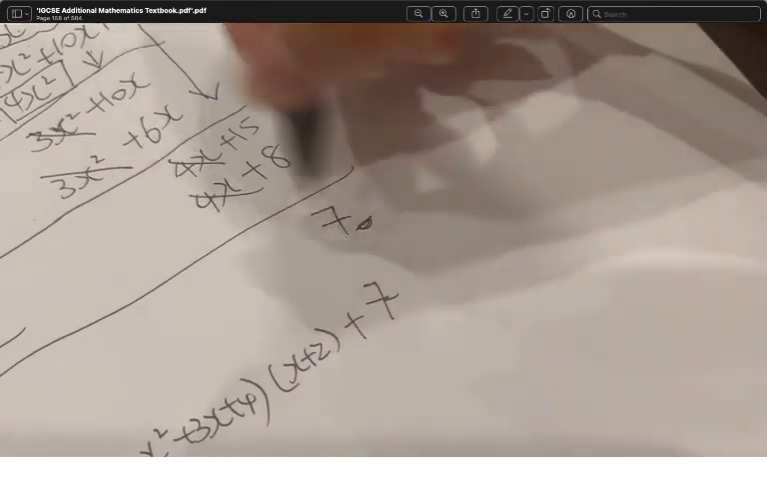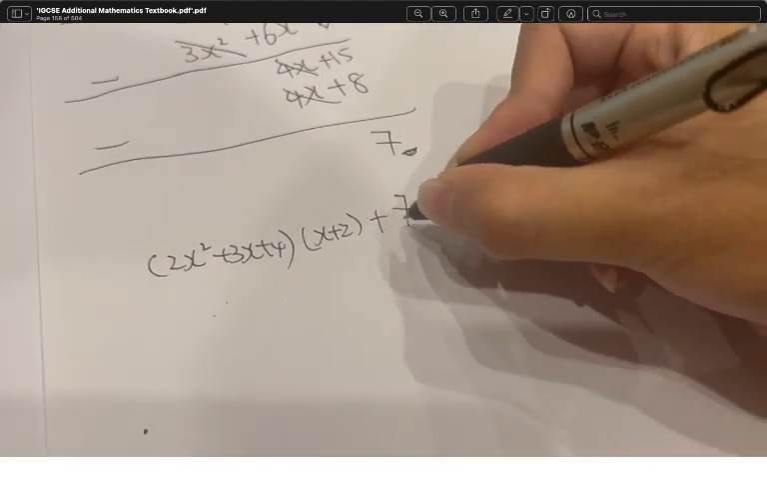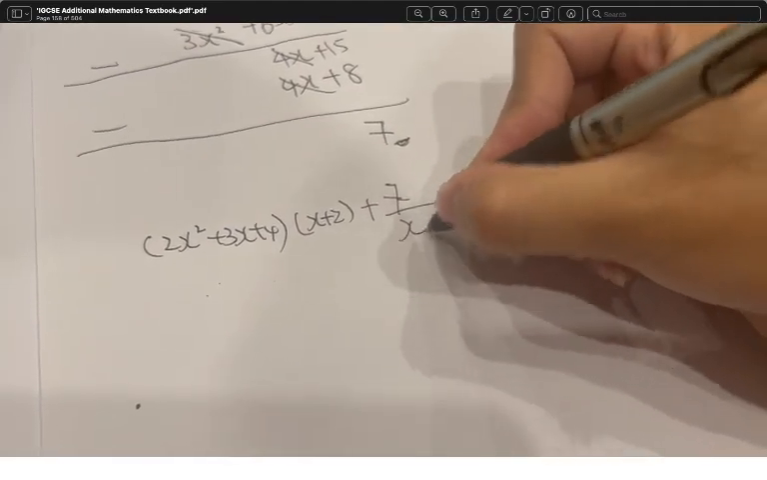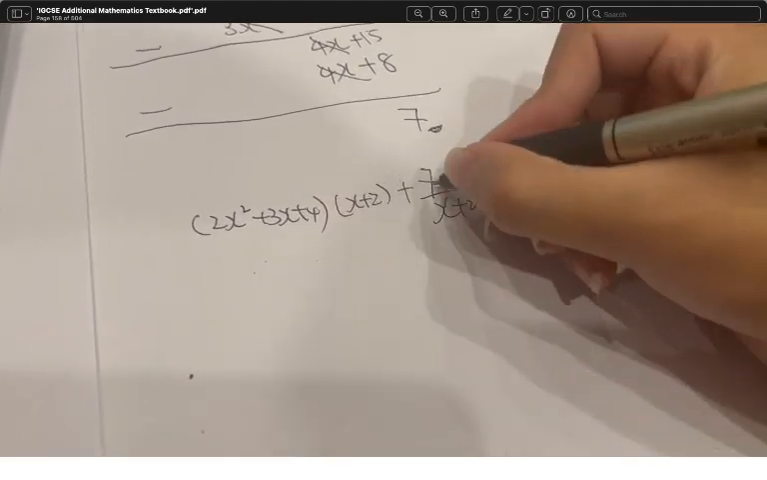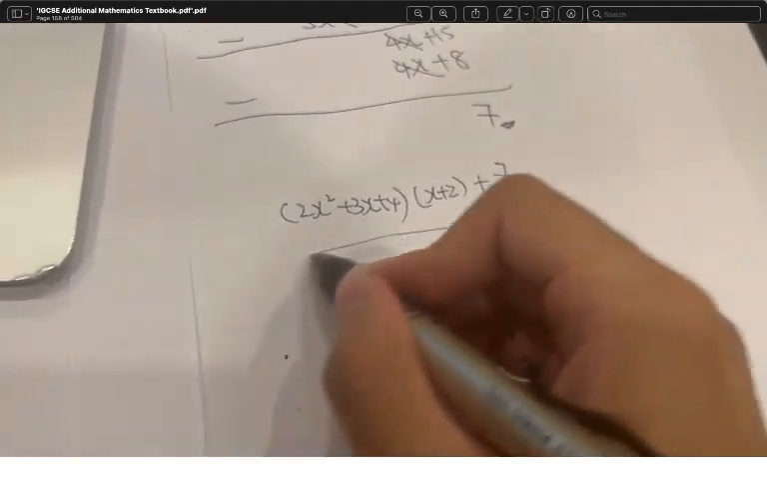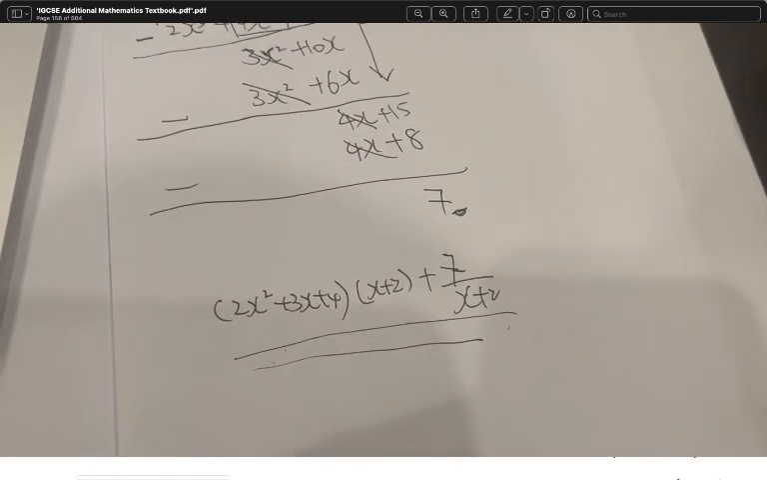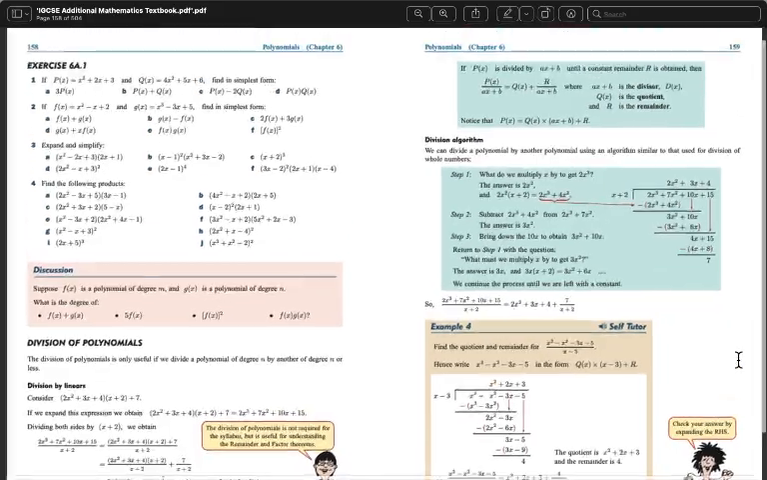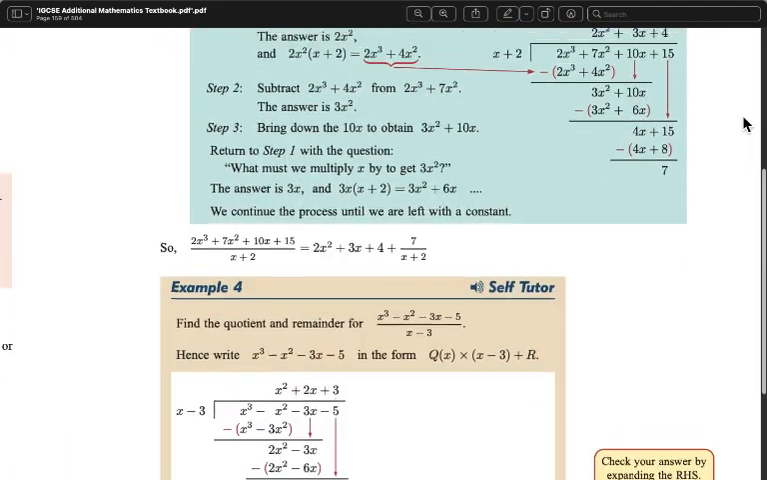So in this way, this is going to be the proper notation of the whole division of polynomials. As you can see right here, 2x² plus 3x plus 4 put with 7 over x plus 2. And the algorithm is just as what I explained right here.